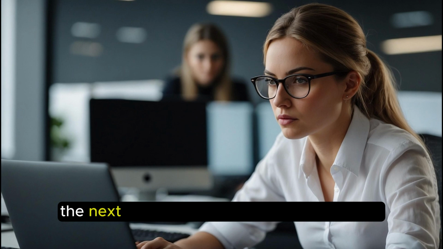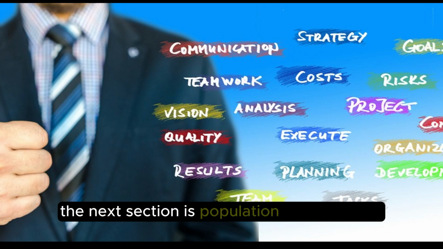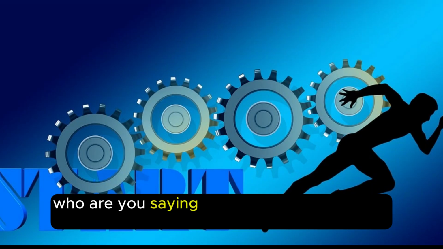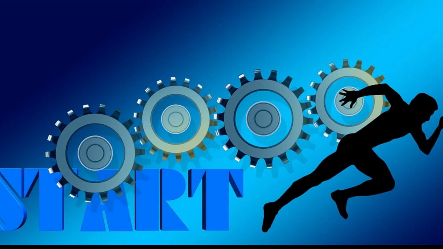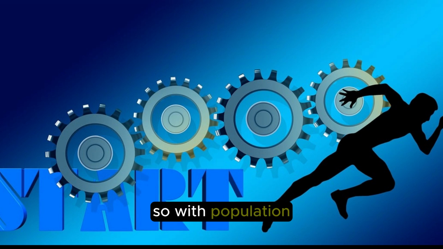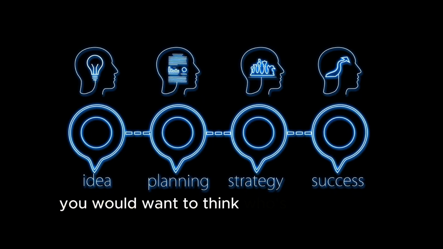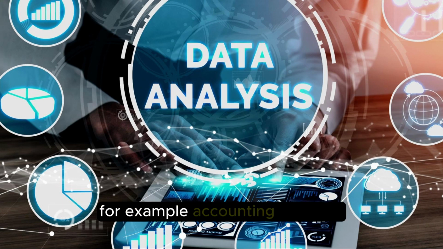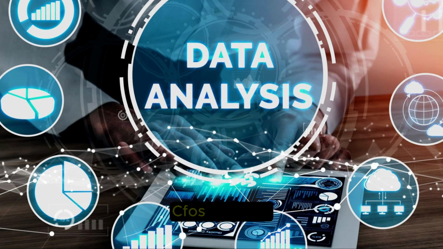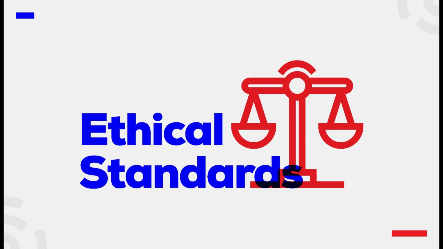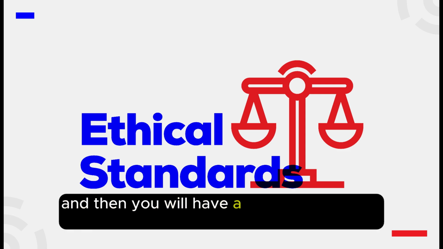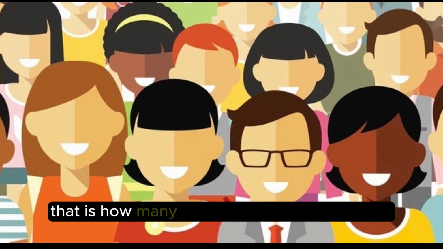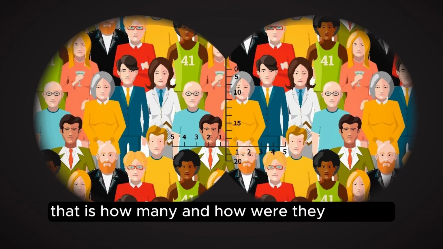The next section is population and sampling. Who are you studying and how did you choose them? So with population, you would want to think, who's the broader group? For example, accounting students, CFOs, or CMEs. And then you will have a sample from your population. That is, how many and how were they selected?